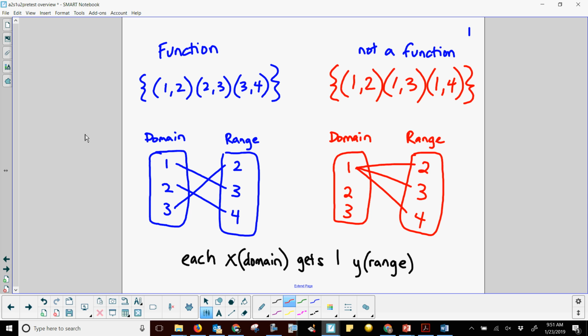Unit 2 is really all about graphing. And so here's concept number 1. One of the first things they want you to know is the difference between a function and not a function. And we'll go over this again later.